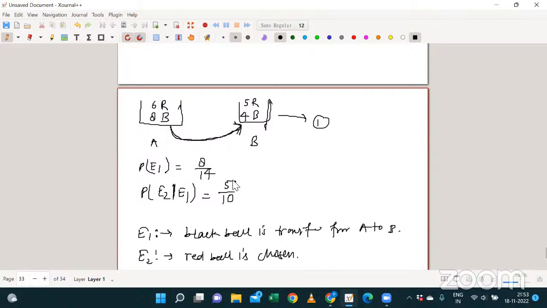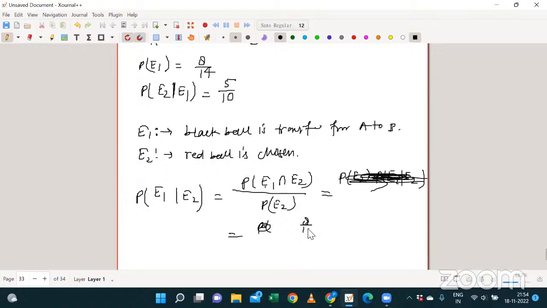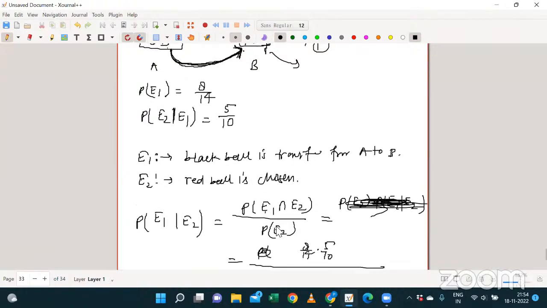Sir, why 10? Because only one black ball is being transferred from A to B. It is written clearly in the question. Then there will be a total of 10 balls in box B, and from this box B we are choosing one red ball. Correct? Yes. So the numerator will be 8 by 14 into 5 by 10. Now come to the denominator, the probability of E2.